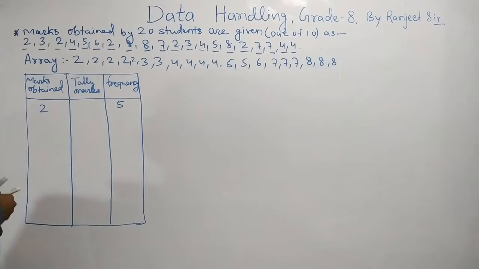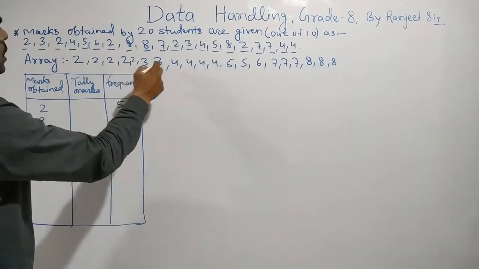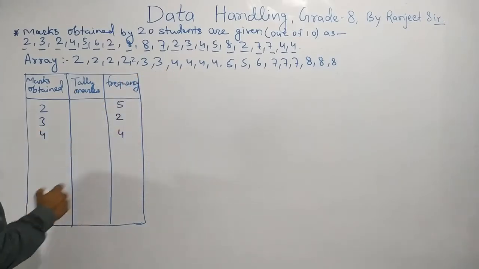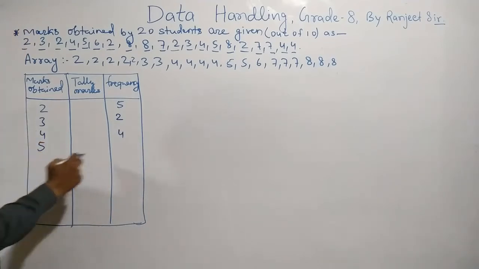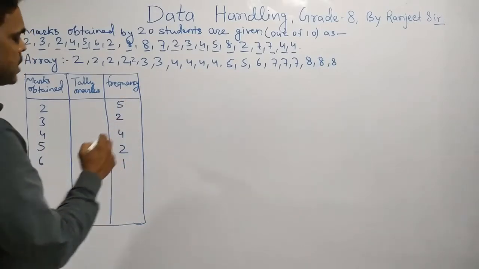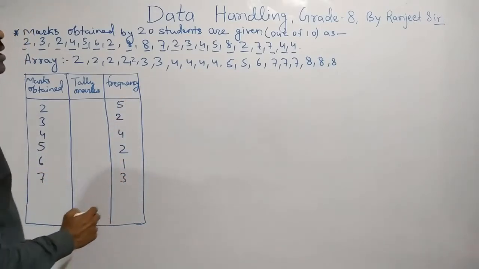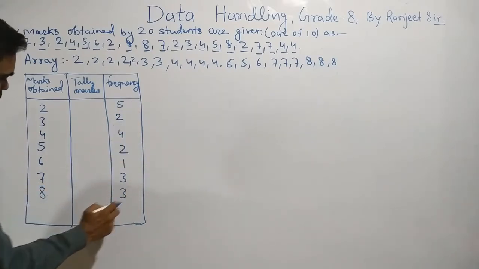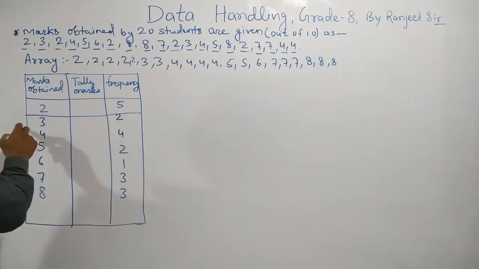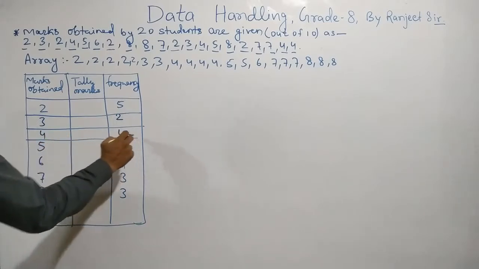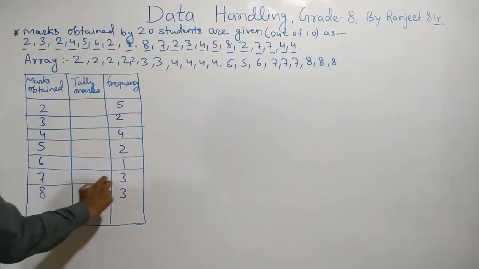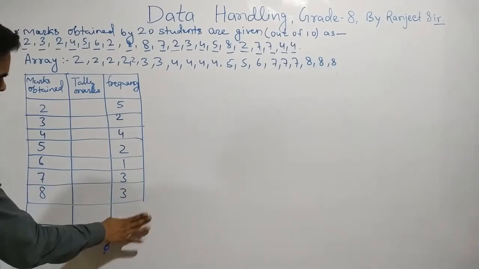Then 3 is there, and 3 is only 2 times. Now 4 is 4 times, that we'll write. Now 5 is there 2 times, need to write that. Now 6 is there 1 time only, 7 is there 3 times, and then 8 is there 3 times. Okay. After doing this, we need to write the tally marks. Tally marks are the symbolic representation of frequency only.